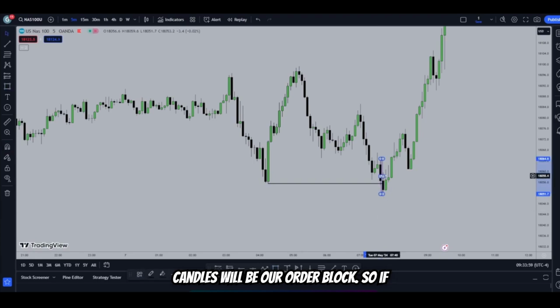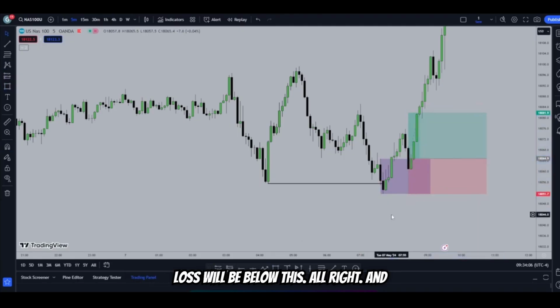So these two candles will be our order block. If you want to enter from the order block, you can enter from here, and your stop loss will be below this.